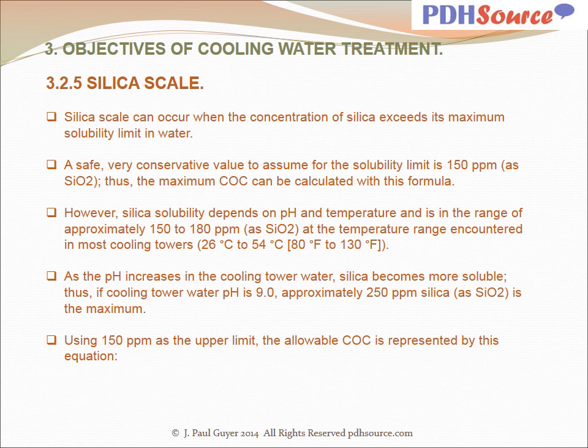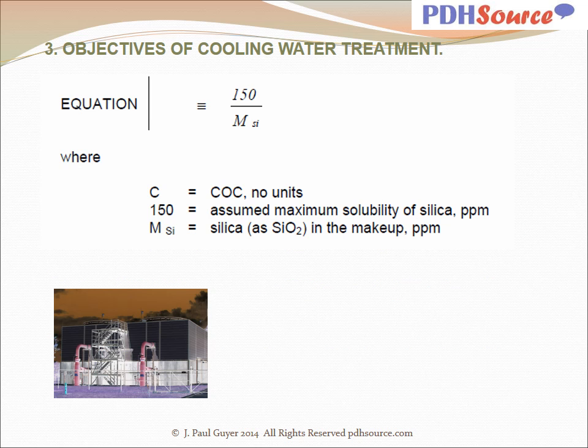As the pH increases in the cooling tower water, silica becomes more soluble. Thus, if cooling tower water has a pH of 9.0, approximately 250 parts per million of silica as silicon dioxide is the maximum. Using 150 parts per million as the upper limit, the allowable cycles of concentration is represented by the following equation, indicated on this slide, number 56.